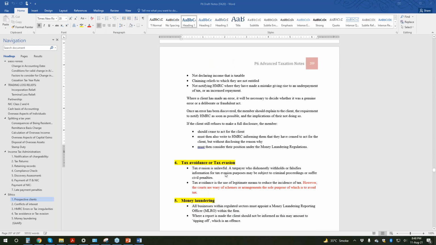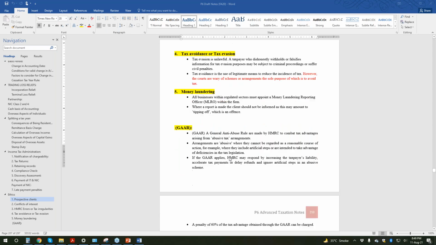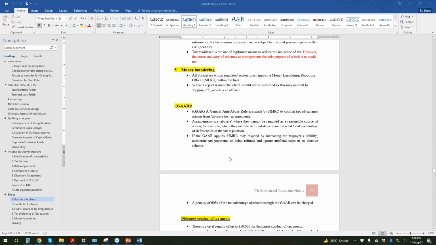Same processes. If your client is involved in tax avoidance and evasion, you should tell him or encourage him to tell HMRC or notify HMRC voluntarily. If he disagrees, then you will obviously tell him the penalties. If he still disagrees, then you will stop acting for him and inform HMRC without disclosing the reason. Then there are regulations regarding money laundering, that there should be one MLRO in our firm and we should avoid tipping off. Then there's a topic called GAAR.